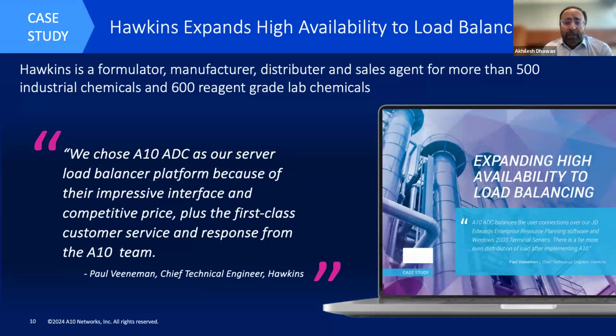Another example is Hawkins, one of the other manufacturing companies. They have more than 500 industrial chemicals and 600 grade lab chemicals, which they provide to their manufacturing clients. They chose a solution from A10 as a load balancer platform because of its impressive interface that is easy to manage. The UI is better than other competitors and easy to understand. They were running some competitor solutions and had to replace them, as A10 provides first-in-class customer service and response for any issues that they have.